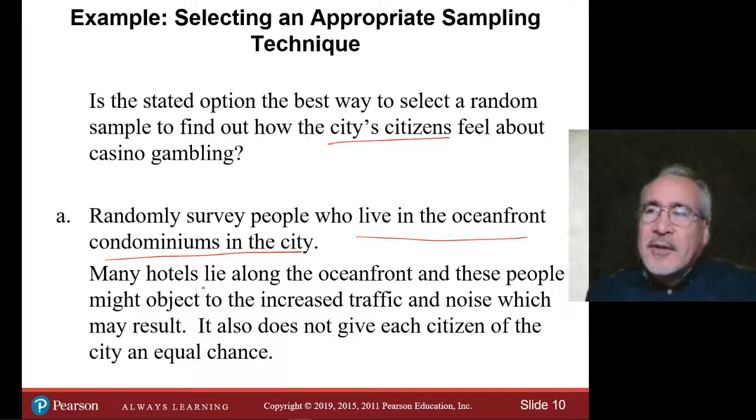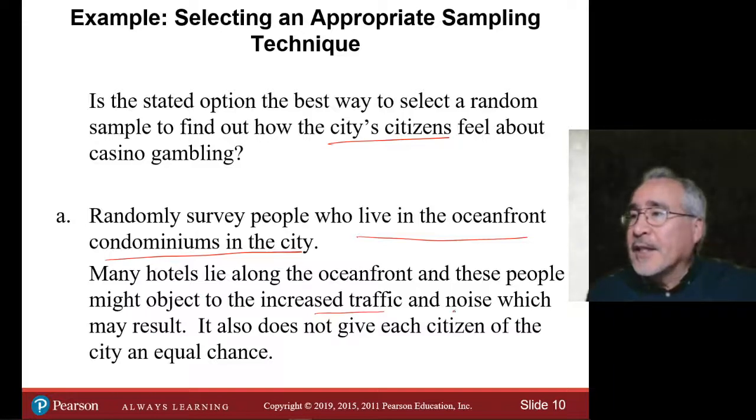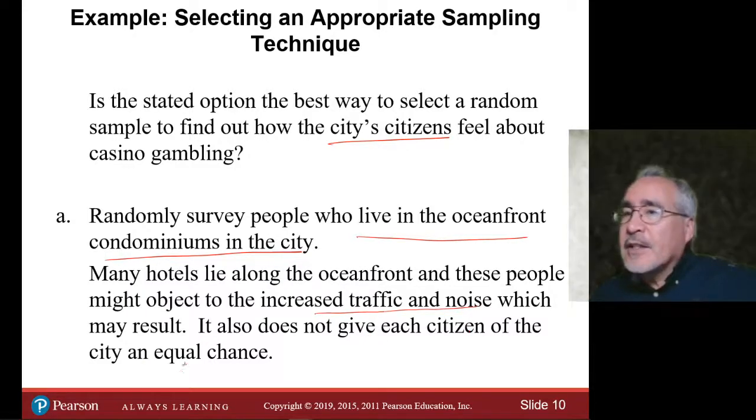Well, that's back to the hotel people. Many hotels lie along the oceanfront. These people might object to the increased traffic. Well, that's true, but they also might like the hotels. They might not like the increased traffic and noise, which may result. It also does not give each citizen of the city an equal chance.